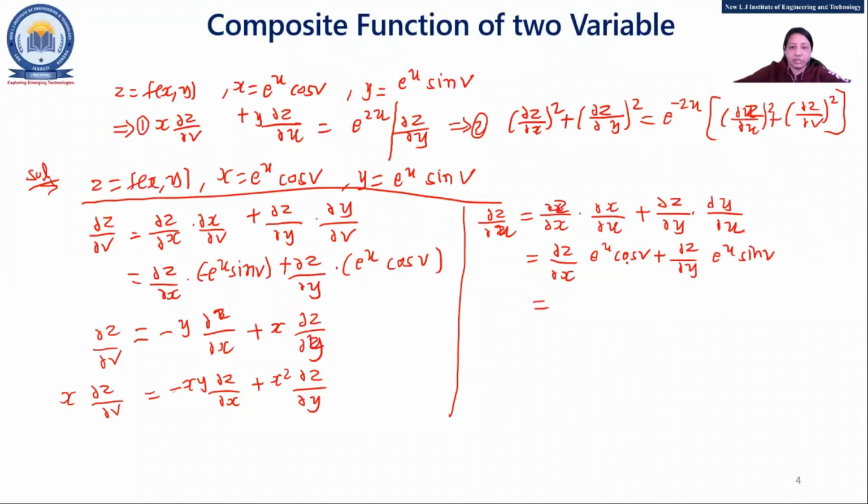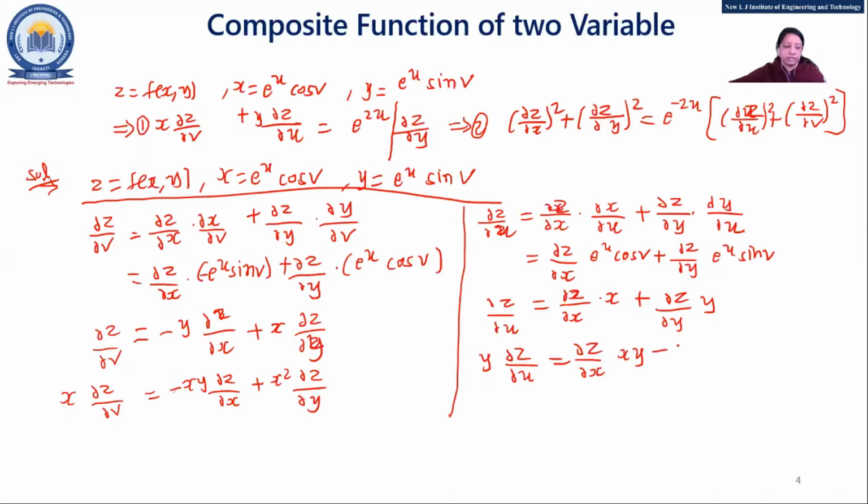Now what do we want? E raised to u cos v, that is x. So we'll write del z by del x into x. In some examples you have to put the value of u and v also, and then you will get your simplified form. E raised to u sin v, that is y. So this is my del z by del u. Now I am having y, so I will multiply it with that: del z by del u equals del z by del x into xy, plus y square del z by del y.